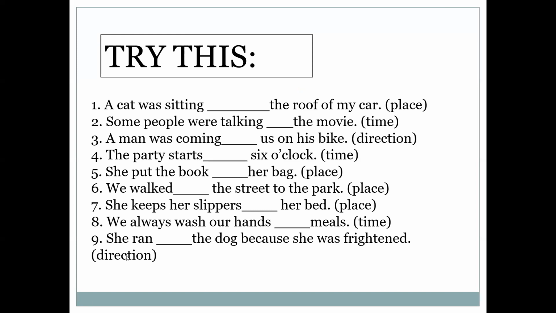Of place. Next, number eight. We always wash our hands dash time. Before meals or after meals, both are correct. Before meals is correct. If you write after meals, also correct. Both are correct. She ran dash the dog because he was frightened. Direction. She ran away the dog. No, we cannot say away the dog. Had it been from, it is not given. You cannot say that. Away from, two words you want to use. She ran away from the dog because she was frightened.